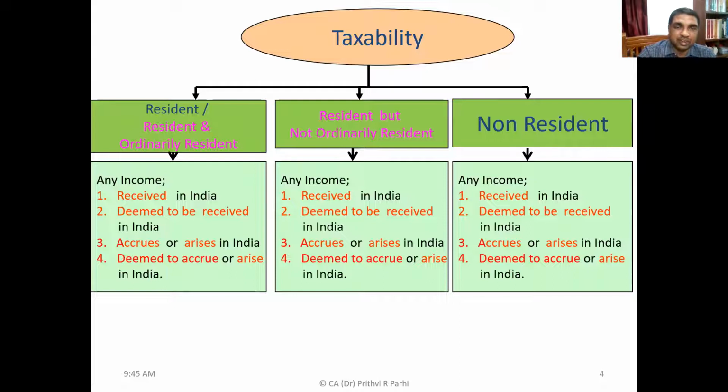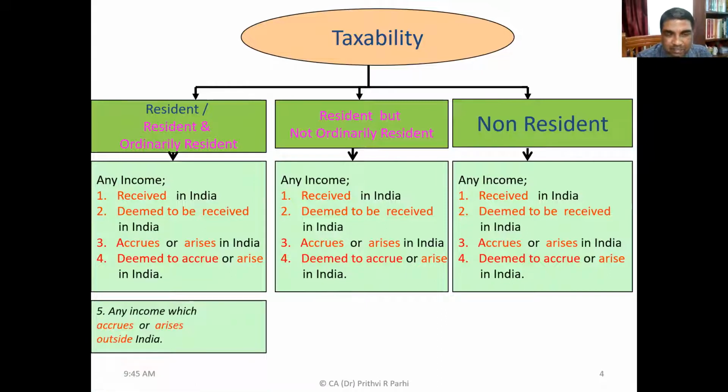Yes, sir. Now, I'm adding one more point here, point number 5. Will you please read it? Any income which accrues or arises outside India. That means this is a kind of foreign income. It is accruing or arising outside India. But if the person is resident or resident and ordinarily resident, this will also be included in his total income. So foreign income is also to be included if the person is resident or resident and ordinarily resident.